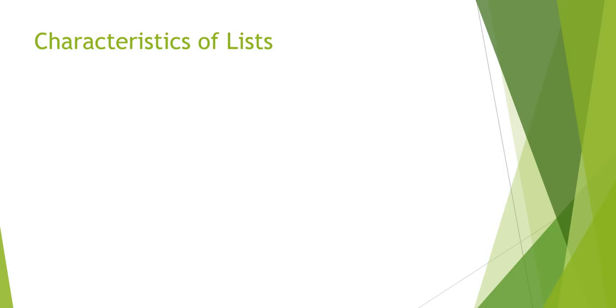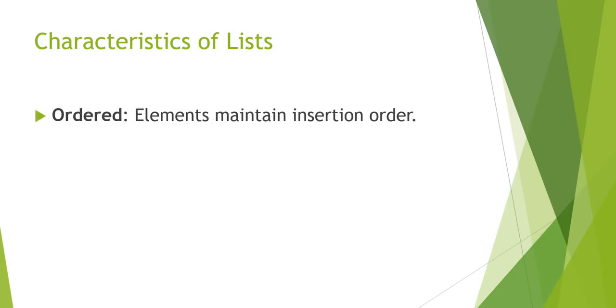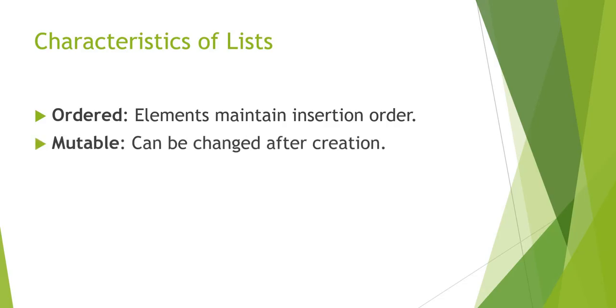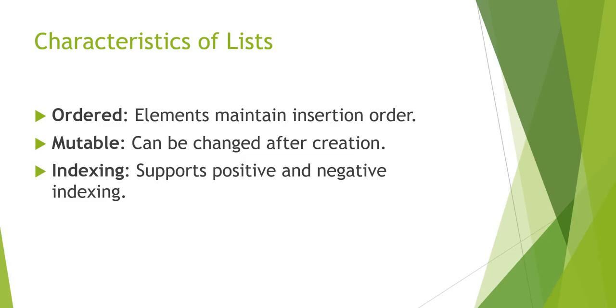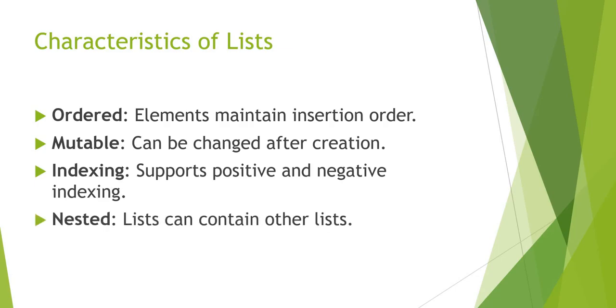Let us see the characteristics of list. Lists are ordered elements maintaining insertion order. Lists are mutable, can be changed after creation also. Indexing supports positive and negative indexing. So indexing is meant to locate the items using placeholders. List can also contain another list inside it. So nested lists are also possible in Python.